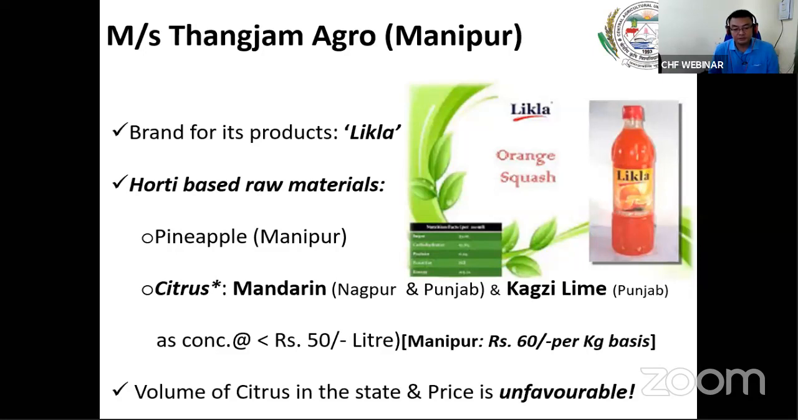This is a challenge. He said the volume of the citrus that is produced in the state and the price it is offering by the farmer is very, very unfavorable for him as an agripreneur. This particular situation is very, very disturbing to me as a horticulture professional, and we need to have an answer for this. And this is an opportunity for young entrepreneurs in the state and the regions. Next, please.